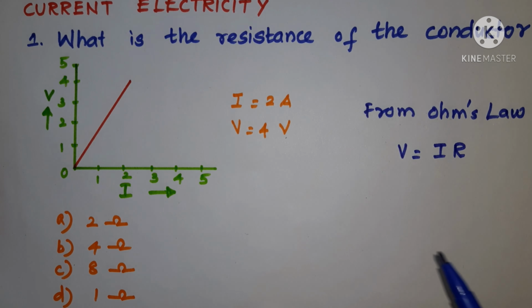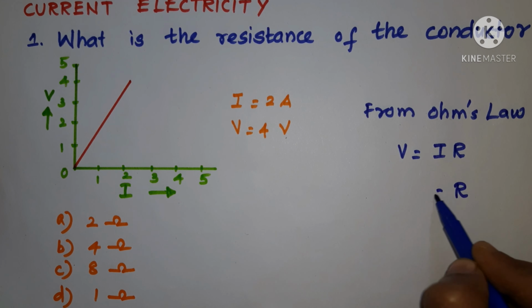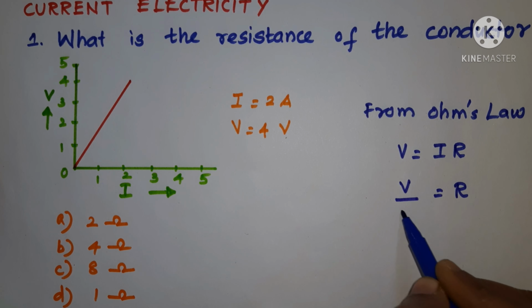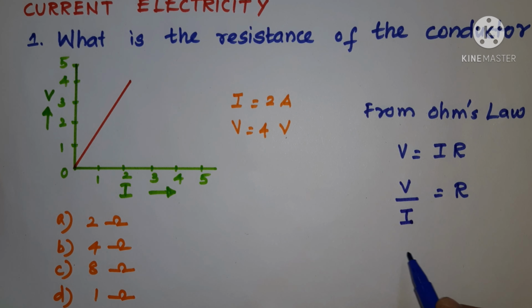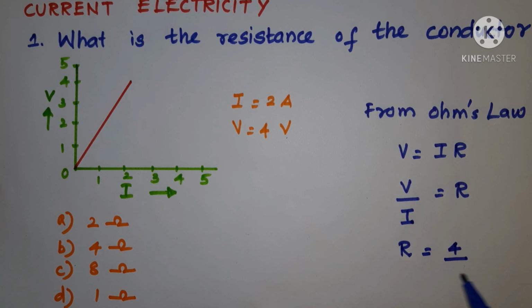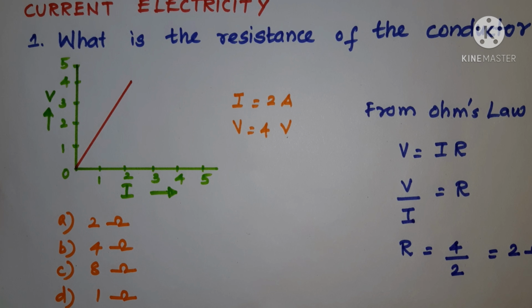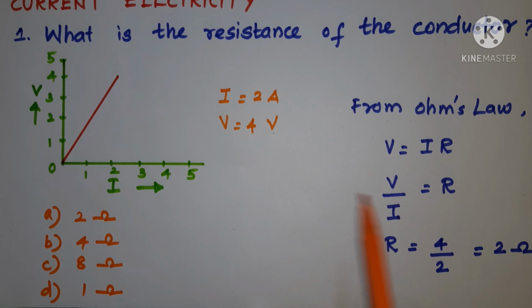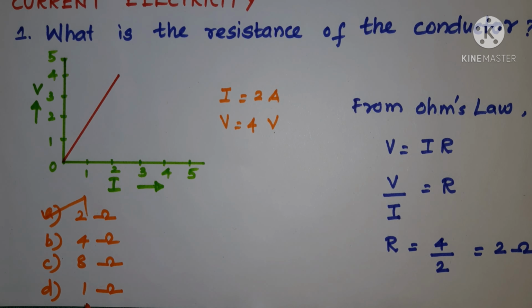Here, resistance of the conductor is asked. So R is equal to V divided by I. So therefore R is equal to V value is 4 divided by I is 2. Therefore we have the resistance to be 2 ohm. Also from the graph slope is equal to y axis by x axis. So we have the resistance is equal to 2 ohm. And the answer is R is equal to 2 ohm. Option A is the correct one.